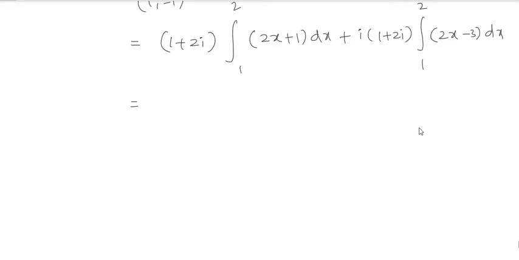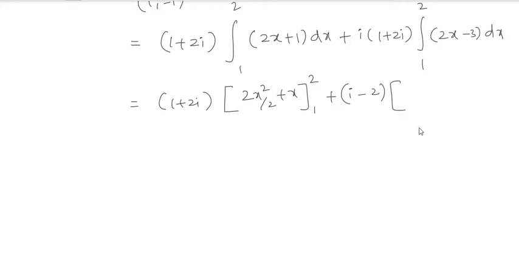I am just giving that simplification for you guys. Or else you do it as (1 plus 2i) times the integration. After doing the integration, we will have 2x square by 2 plus x, with limits from 1 to 2. Next, this will be, if you check it out, i minus 2 times the integration, which is 2 into x square by 2 minus 3x. Substitute the limits 1 to 2. So if I substitute the limits, with (1 plus 2i), the 2 will get cancelled.